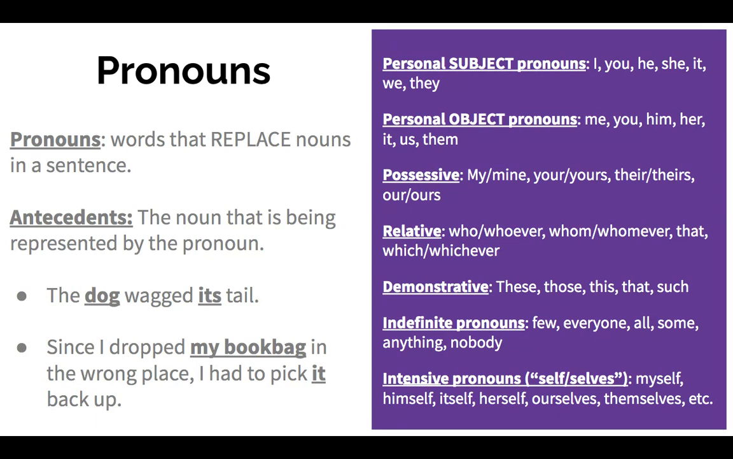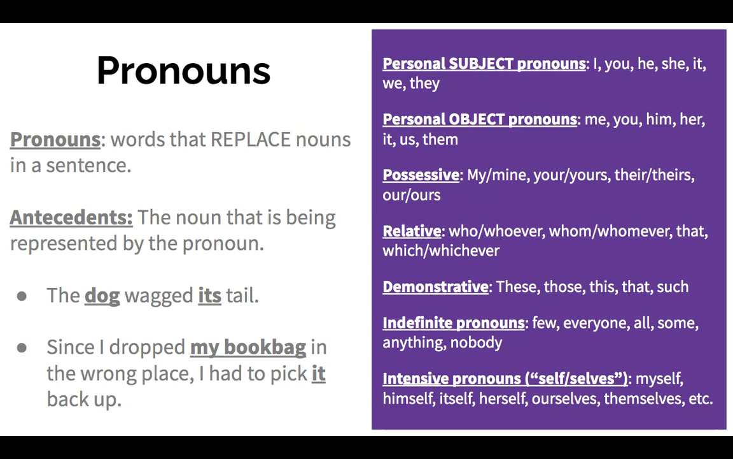Then you have possessive pronouns: my or mine, your, yours, their, theirs. Notice the spelling of their, okay? Their. That is a possessive, meaning it belongs to somebody. It is theirs. It belongs to them. Our or ours. You have relative pronouns: who, whoever, whom, whomever, that, which, and whichever.